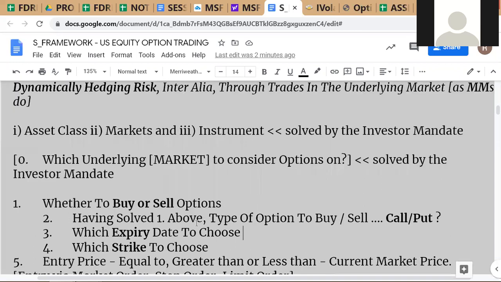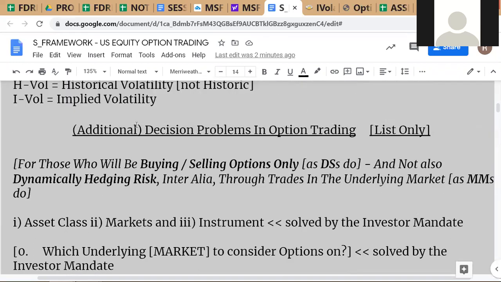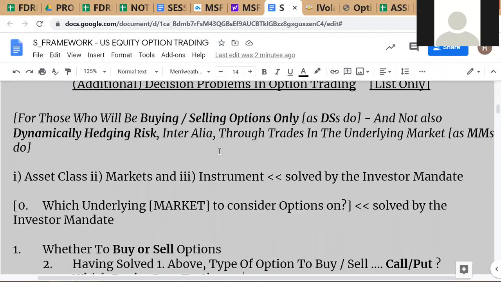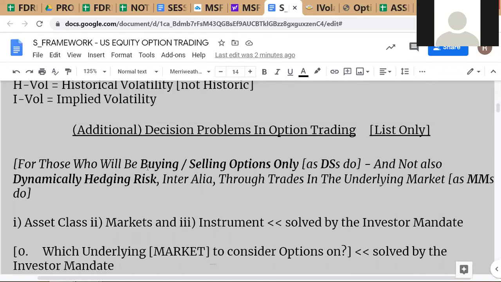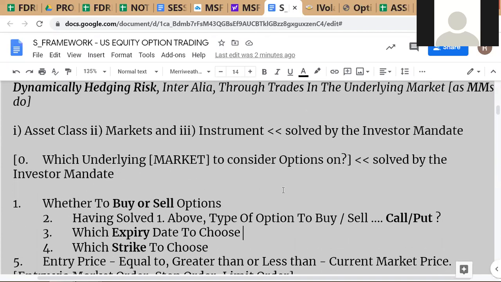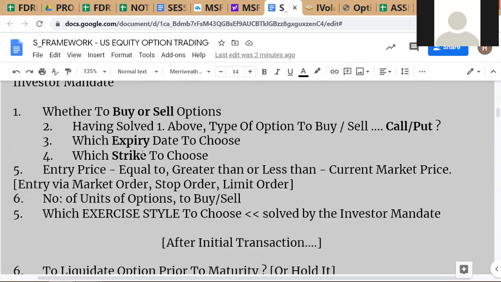So what we are learning now is, we talked about decision problems in the previous course. We understood the decision problems in managing an investment fund. But now that we're talking about trading options as directional speculators, we have some additional problems to solve, additional DPs. And these are the additional DPs.